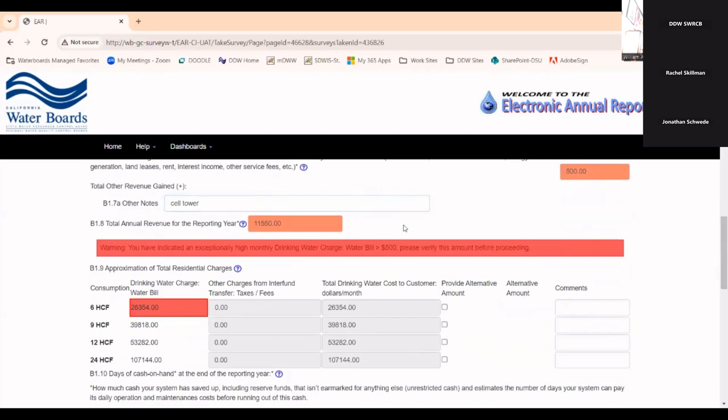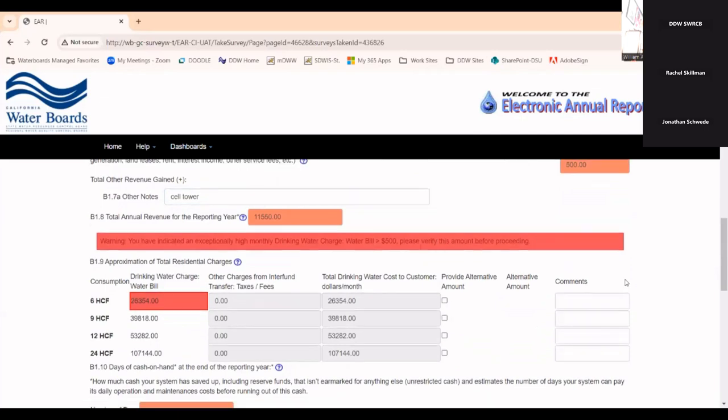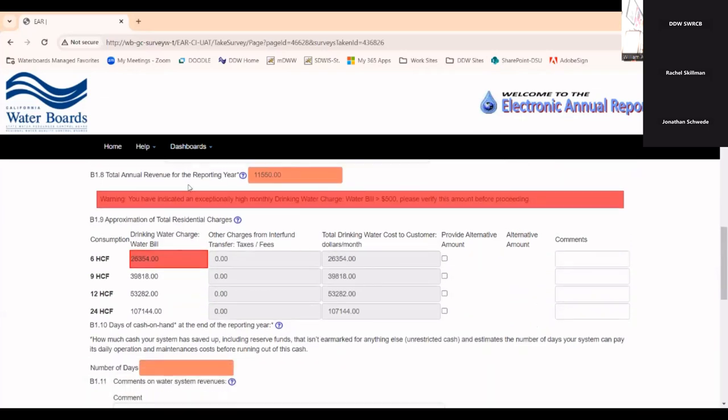And then it'll auto calculate or auto summarize what you have inputted and basically give you what we think is going to be your total annual revenue for the reporting year. And then in B1.9, this is that table where all of the data you inputted will produce an outcome. I'm kind of glad we got an error because this helps us walk through a troubleshooting scenario.